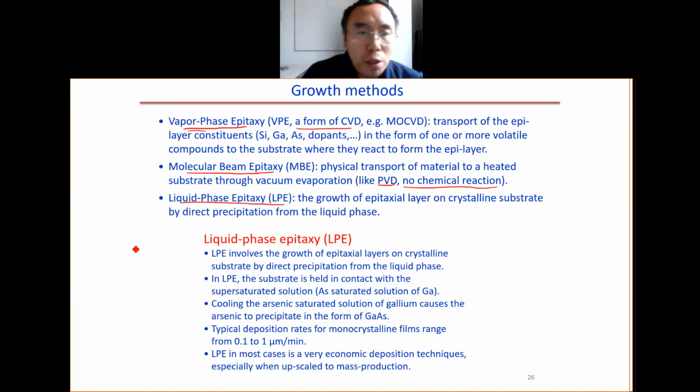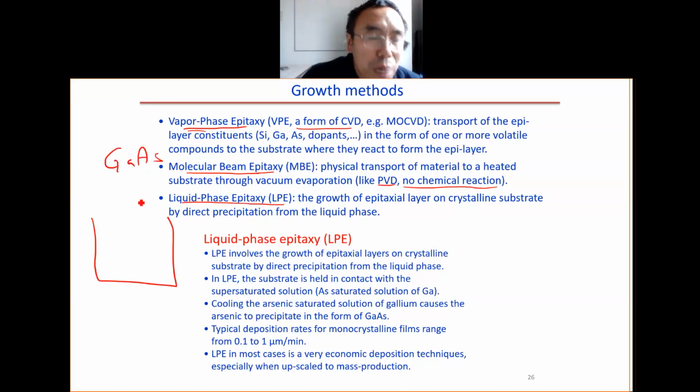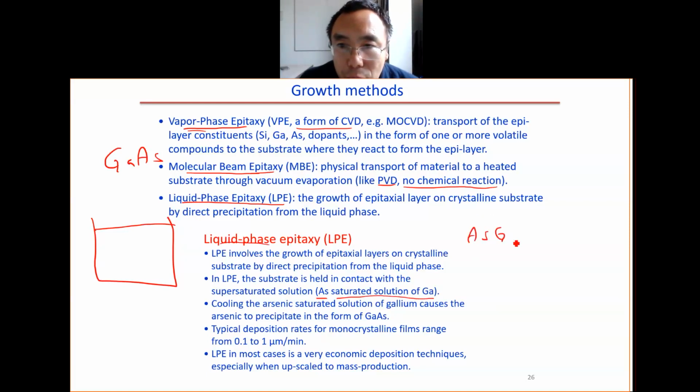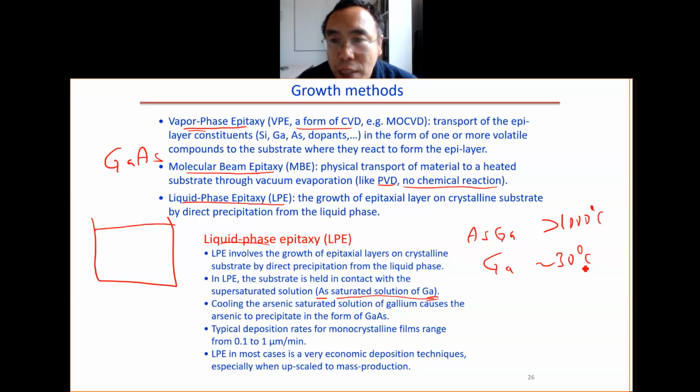For example, if we want to grow gallium arsenide, how do we do that? We can do the liquid phase epitaxy. So what do we have? We have an arsenic saturated solution of gallium. That means we have gallium arsenide that is melted. Gallium arsenide melts at over 1000 degrees. Gallium melts at about 30 degrees.